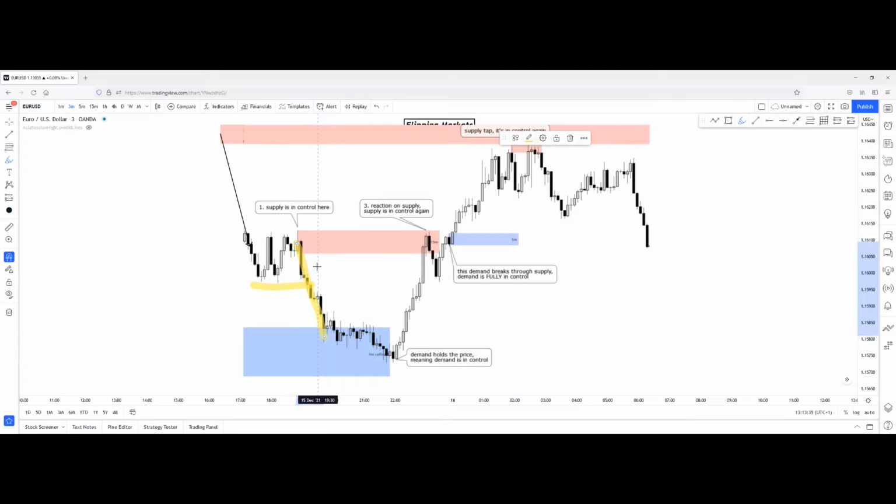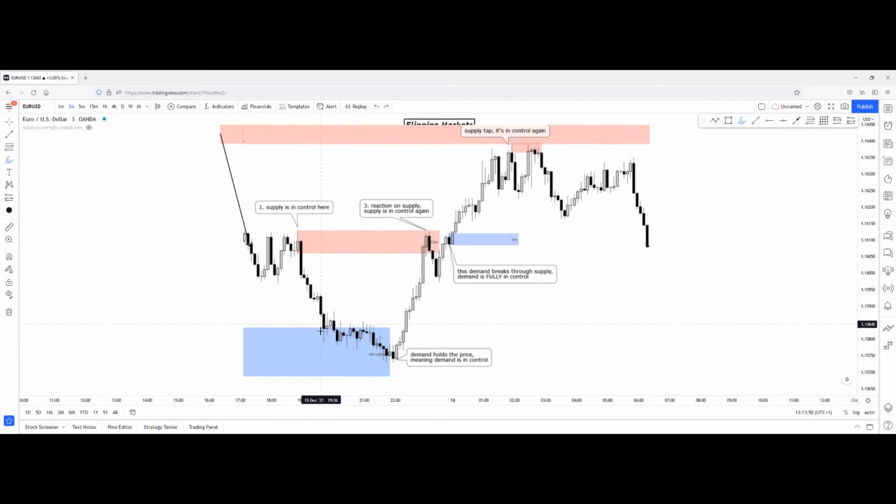So we have all the three criteria in order to form a valid supply zone. So first criteria, price swept liquidity. Second, it broke structure. Third, it created inefficient move. So we have a valid supply zone, which means supply is in control.